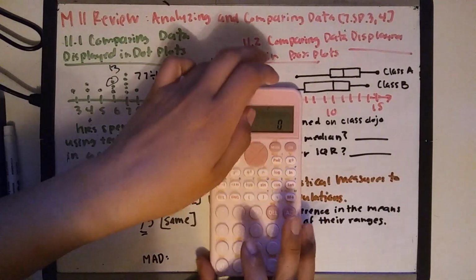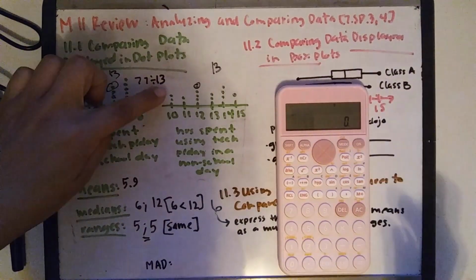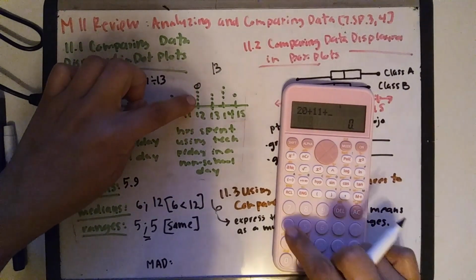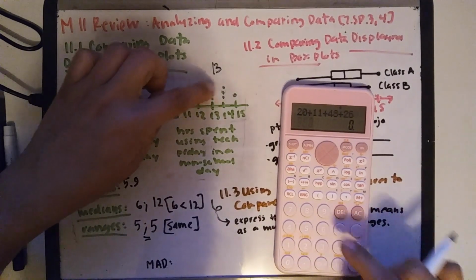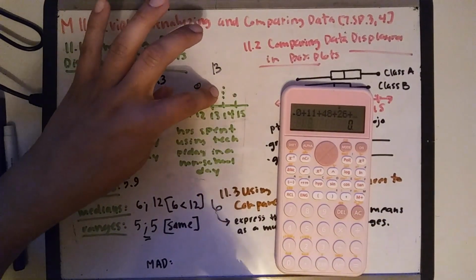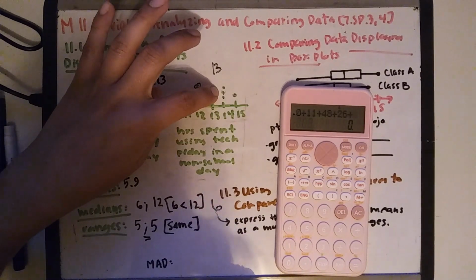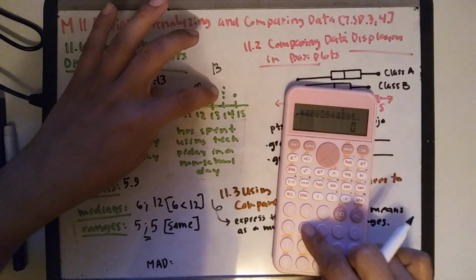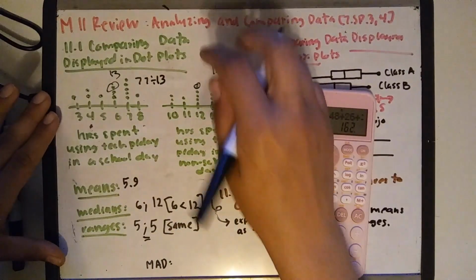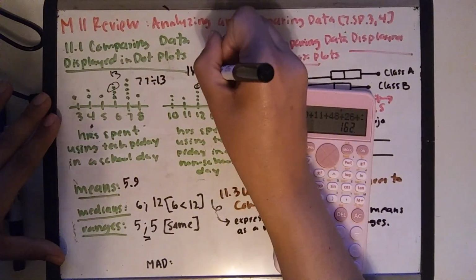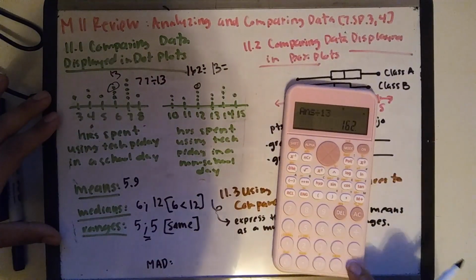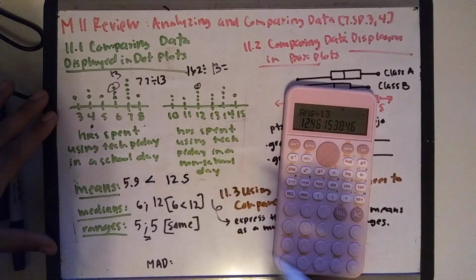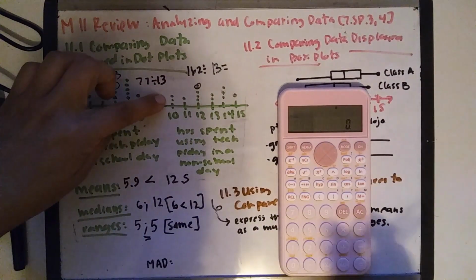Okay, so let me do this one now. That's 20, plus 11, plus 1, 2, 3, 4, that's 48, plus 26, plus 42, plus 15. I got 162 divided by 13, which is 12.46, so I'm going to round to 12.5, and that's less. So let me just check it again, doing individual additions.